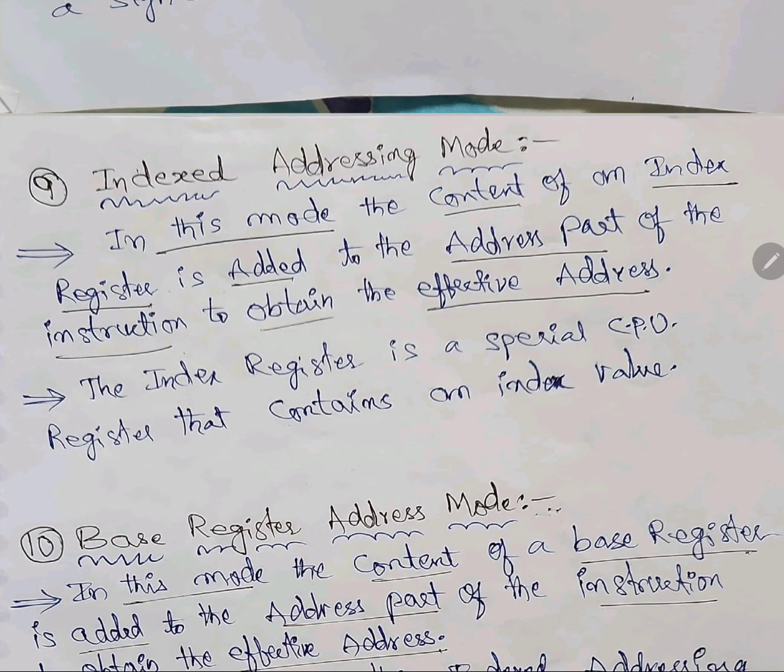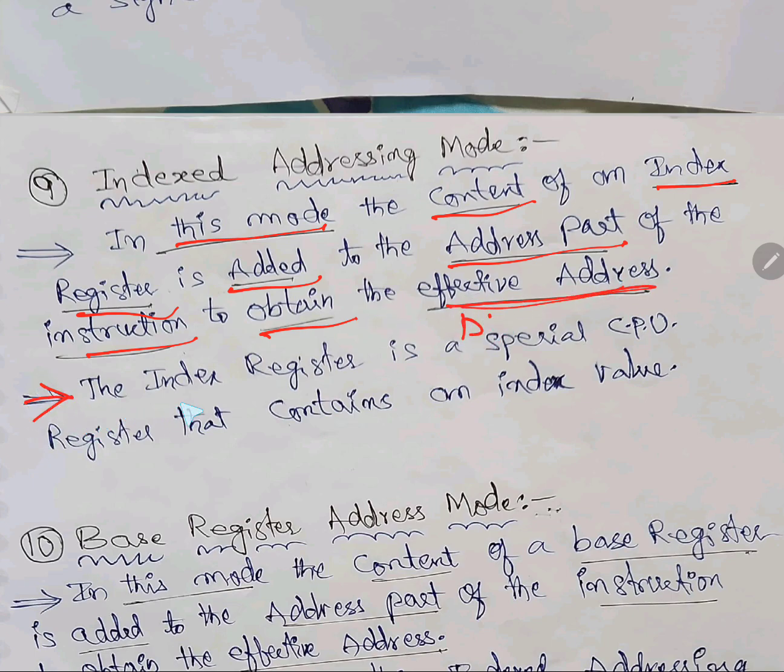Now I will adjust this to the screen and put a marker. In this mode, the content of the index register is added to the address part of the instruction to obtain the effective address, the direct address.